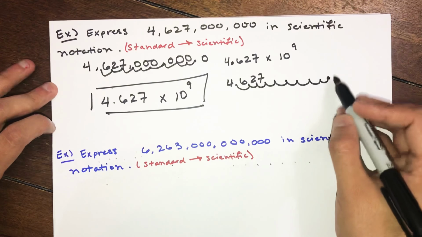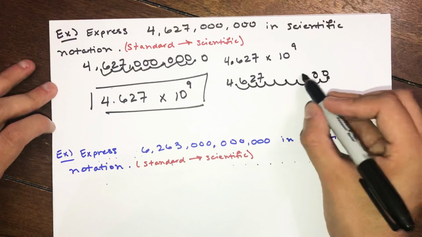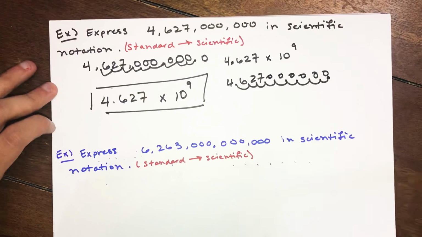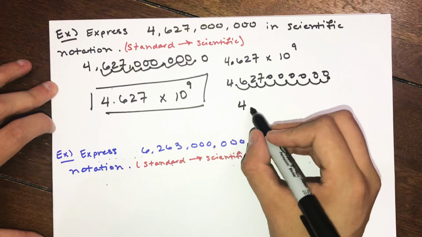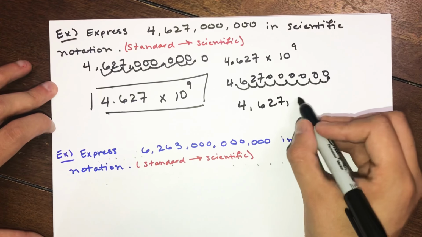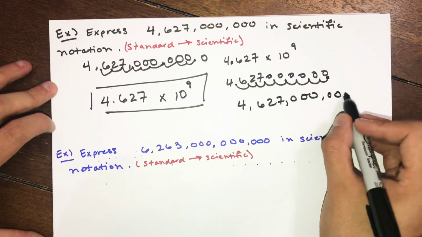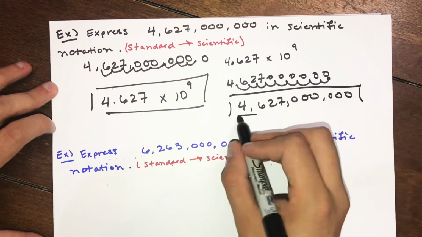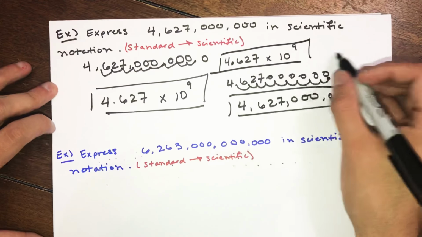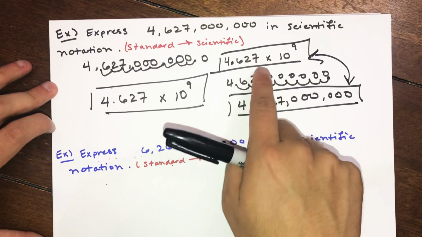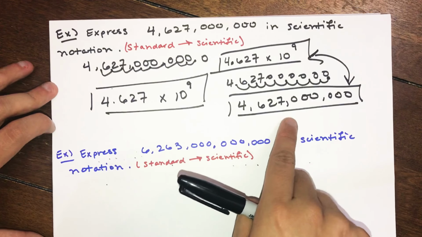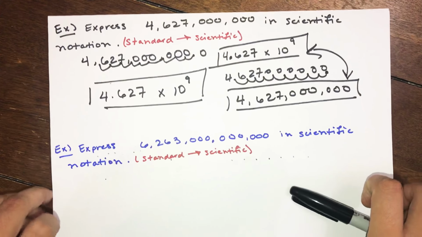Okay, and for each one of these little hops, you put a 0. Okay, so as you can see, if we rewrite this now, we'll get 4,627,000,000. Okay, and note that's the same number. These are the same number. We're just rewriting it. This one's scientific, this one's standard form. Okay, let's look at another example.